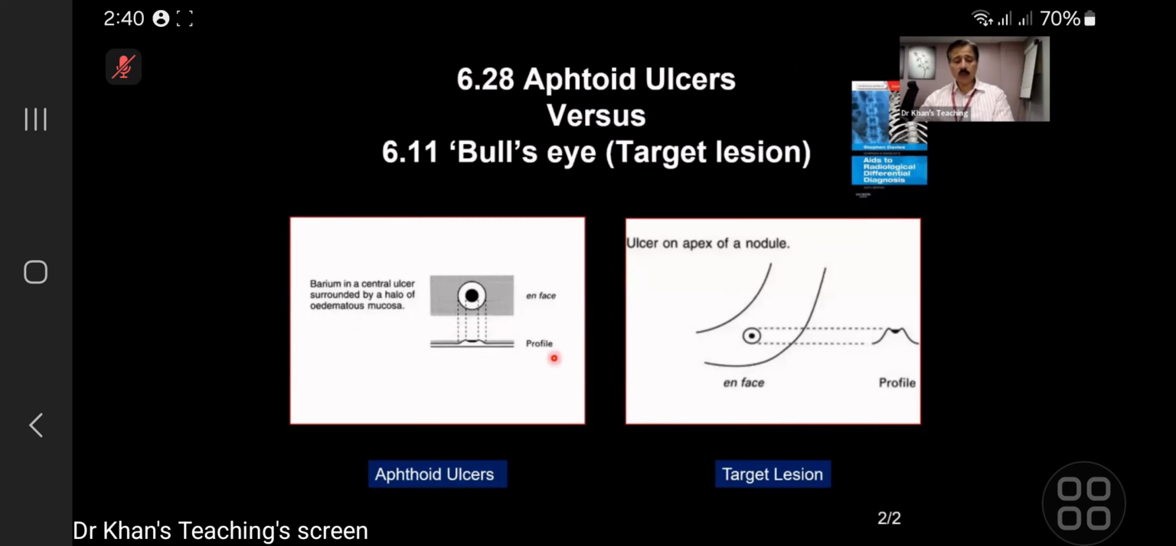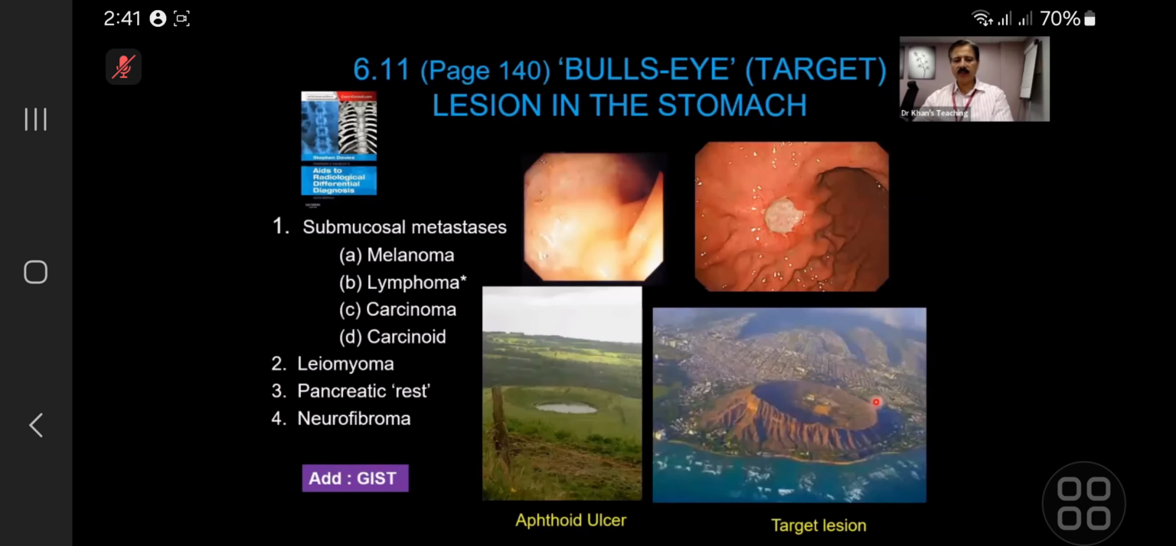Now, I want to teach you there are two differentials which again are not in your current Chapman, but they are important for barium examinations. And there was a lot of confusion about these two. One is aphthoid ulcer and the second one is target lesion. Target lesion in the stomach is a very important differential, and it will be seen on a barium examination. So if you see here, aphthoid ulcer is the ulcer crater and the surrounding edema. Basically, target lesion is something like this. There is a mound and there is a crater.